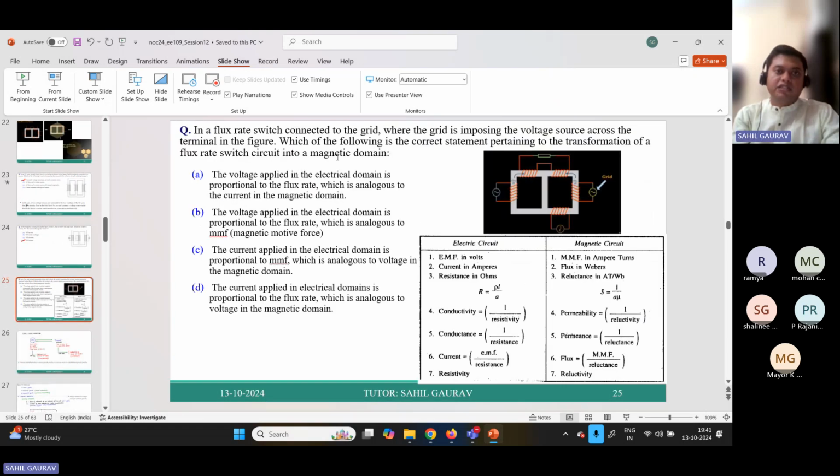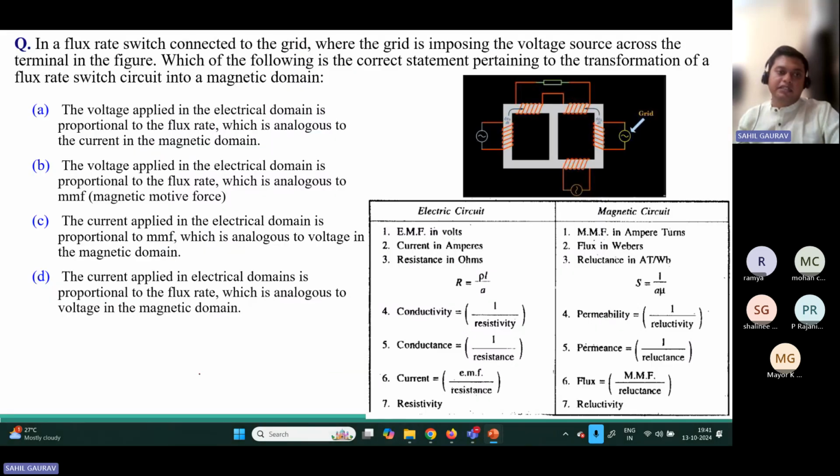In a flux rate switch connected to the grid, where the grid is imposing the voltage source across the terminals in the figure, which of the following is the correct statement pertaining to the transformation of the flux rate switch circuit into the magnetic domain? I have given you the hint here. So this is a multiple select question. More than one option is correct.